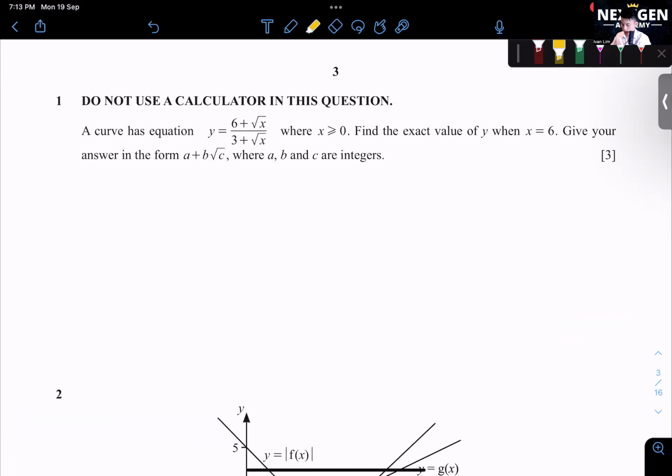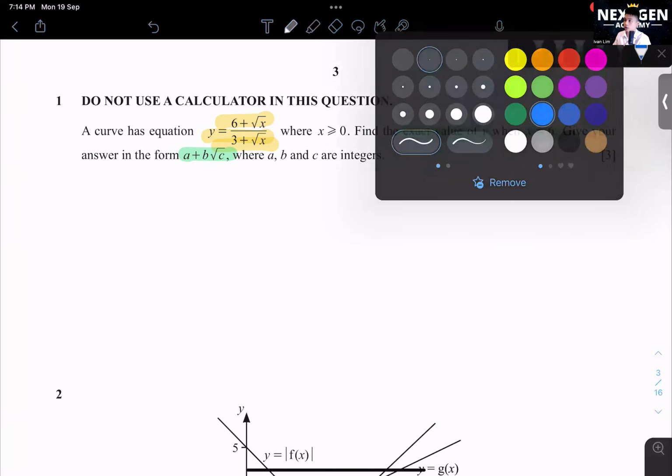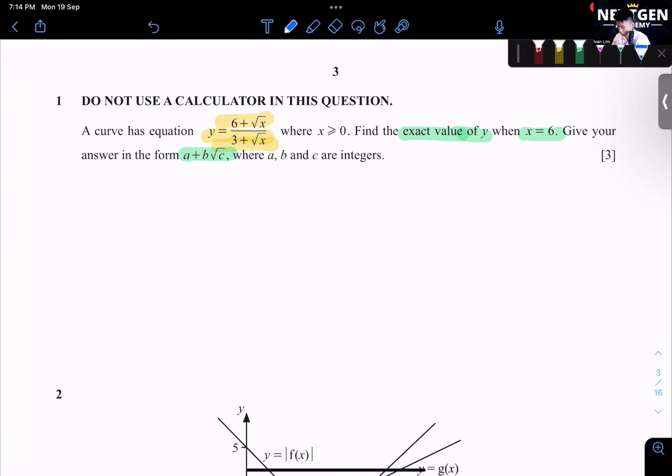Question 1. Do not use a calculator in this question. A curve has equation y equals (6 plus root x) over (3 plus root x), where x is more than 0. Find the exact value of y when x equals 6. Give your answer in the form a plus b root c. All right, how do you do this? A plus b root c, what form is this? This is a rationalized form. These are one of the early chapters, so you just need to rationalize the value. This is just a 3-mark question.